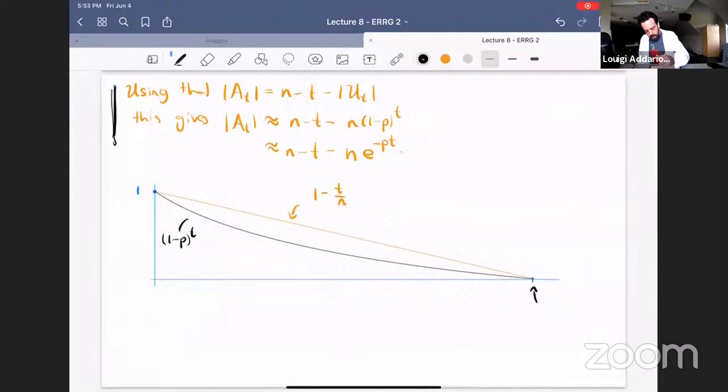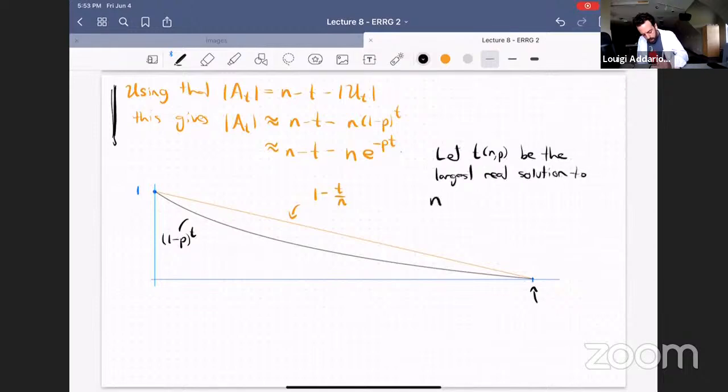So let t_p be the largest real solution to the equation n minus t minus n(1 minus p)^t equals 0. Okay, so that's this point here, t_p, where these two curves meet.